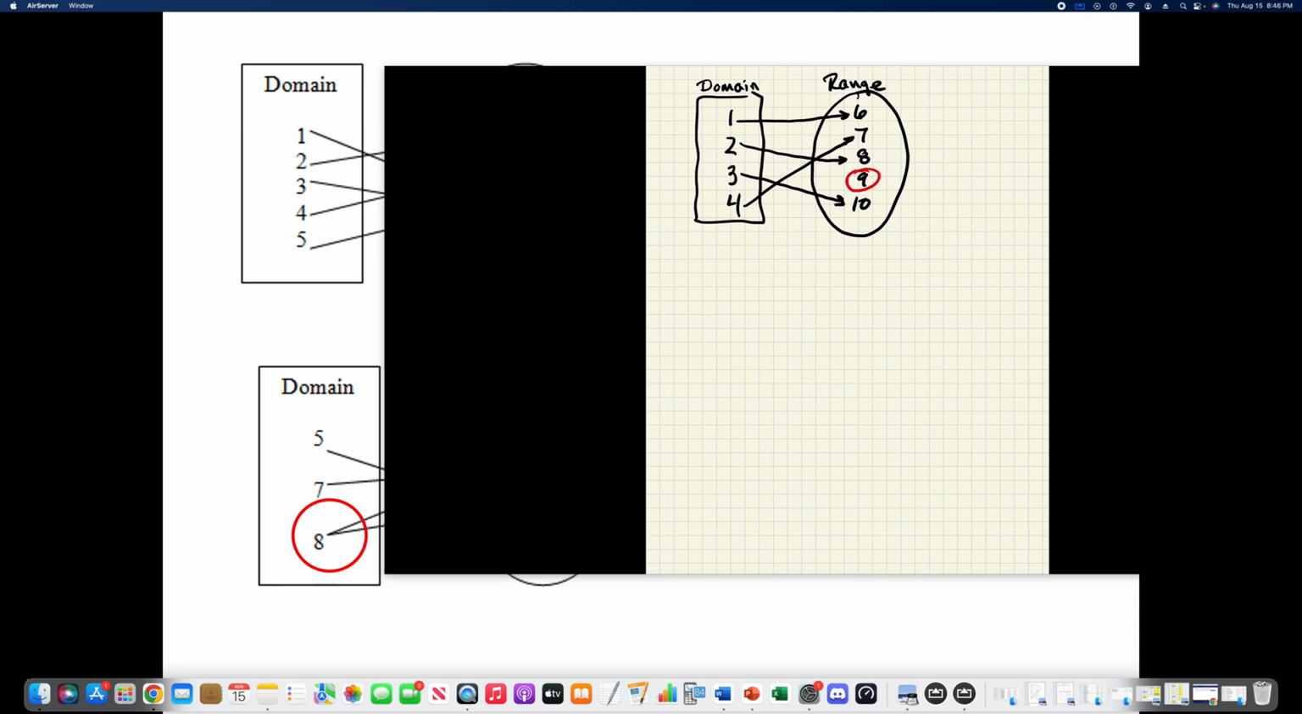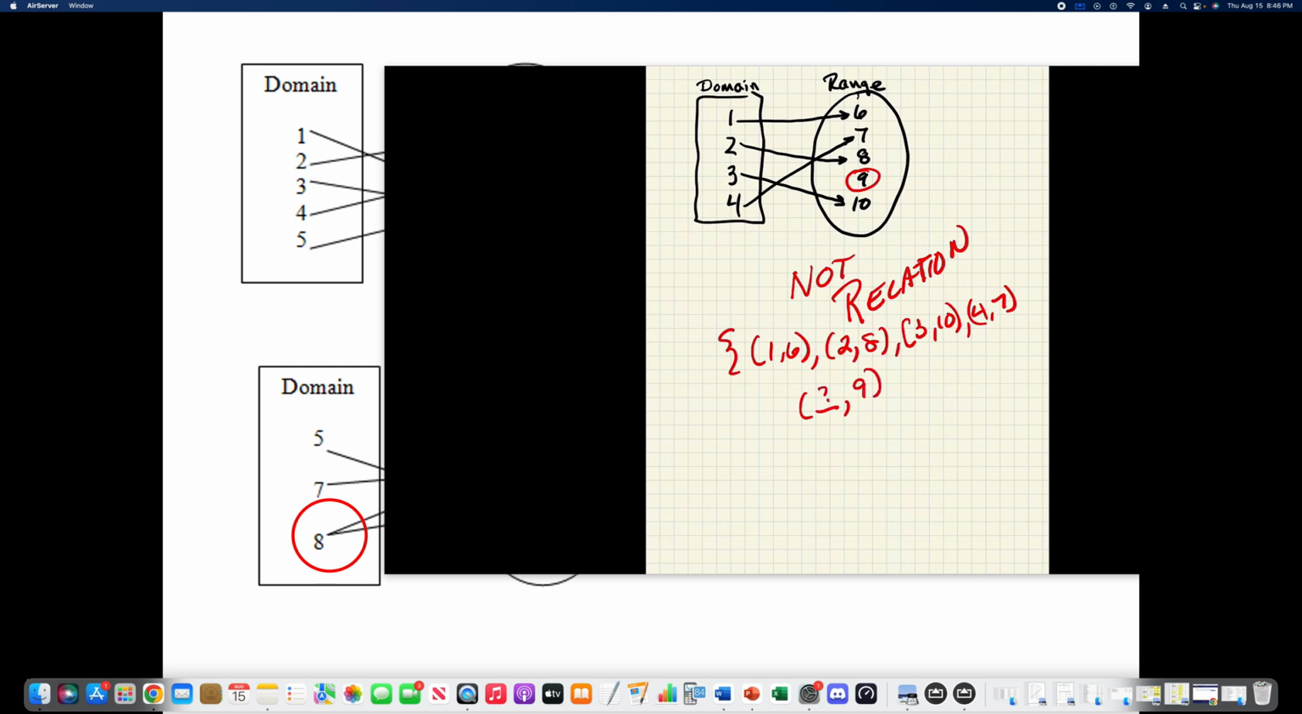Nobody is corresponding to the 9. Now here's the kicker. Based on what this instructor said, this was going to be a function. However, this is not a relation. Oops, T-I-O-N. All right, because I can write my points. (1, 6), (2, 8), (3, 10), (4, 7).